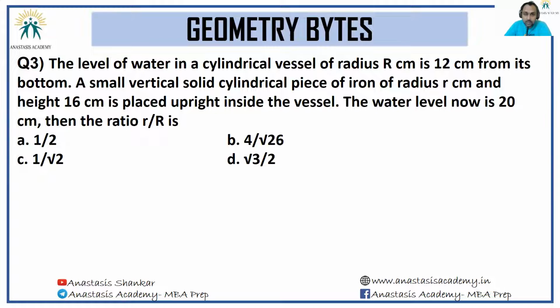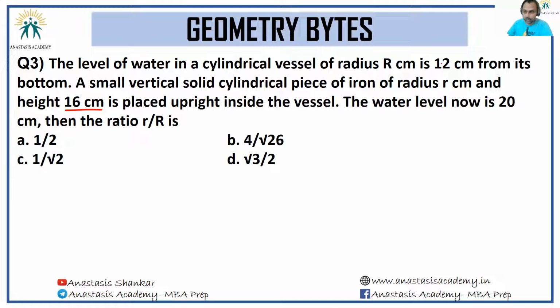Next, the level of water in the cylindrical vessel of radius R centimeter is 12 centimeter from the bottom. A small vertical solid cylindrical piece of iron of radius r centimeter and height 16 centimeter is placed upright inside the vessel. The water level is now 20 centimeter. The ratio small r by capital R.